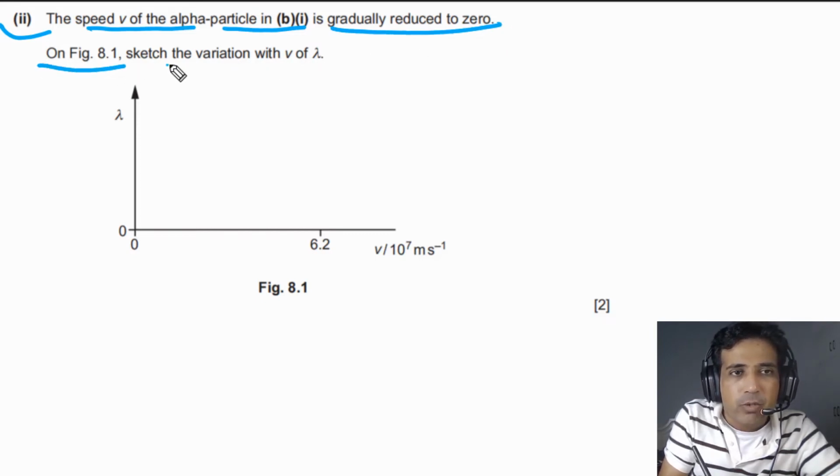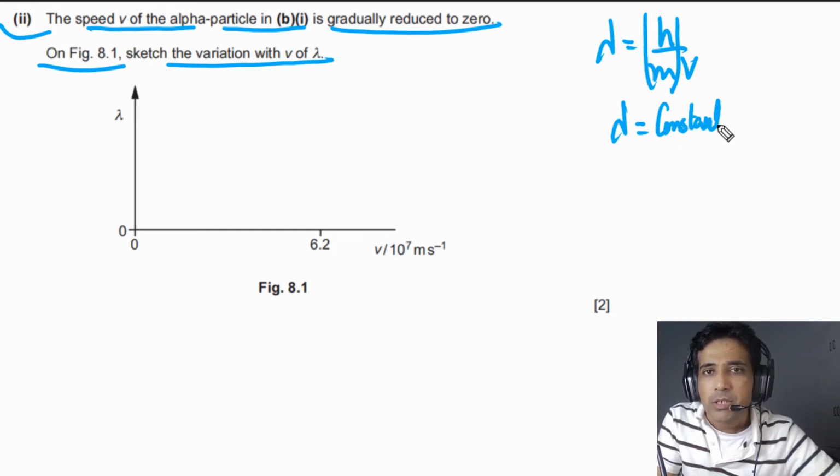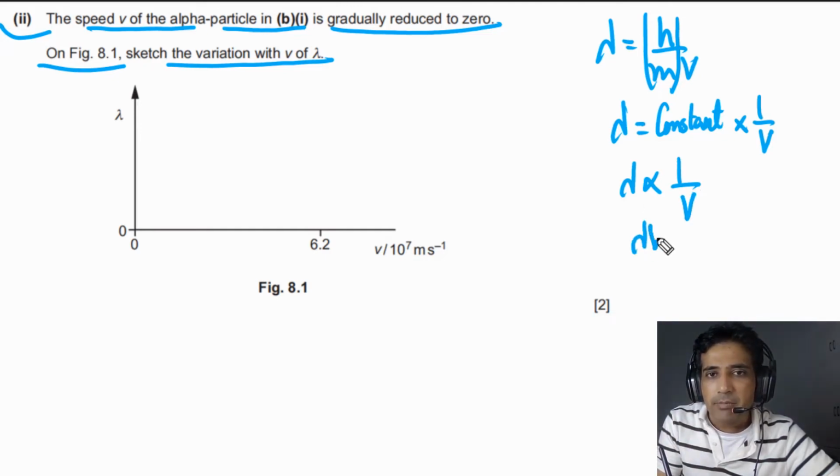On figure 8.1, we need to sketch the variation with v of lambda. We have already discussed in this case that lambda is equal to h over m times v. But in this case, h is constant and the mass of the particle is also constant. So simply we can replace these two quantities with one constant. So we can say lambda is equal to constant times 1 over v. From here we can write down lambda is inversely proportional to the speed of the particle. Or you can say lambda times v is equal to h over m, and this is equal to constant.